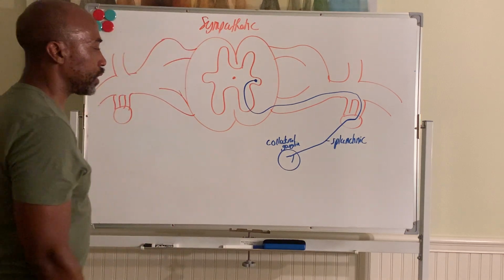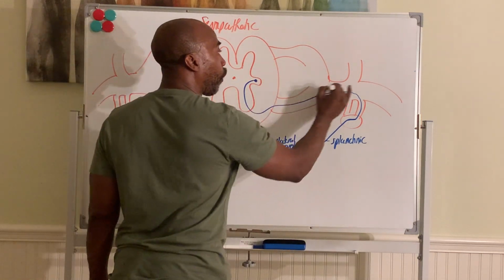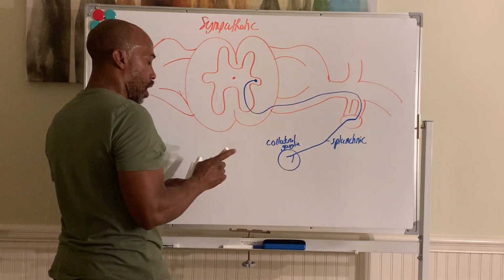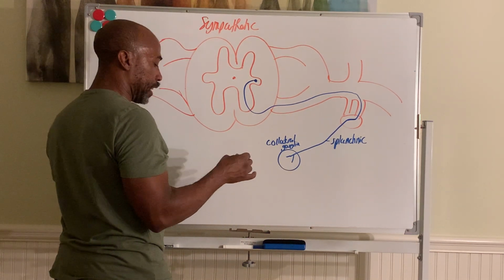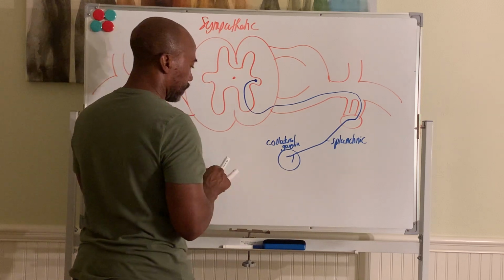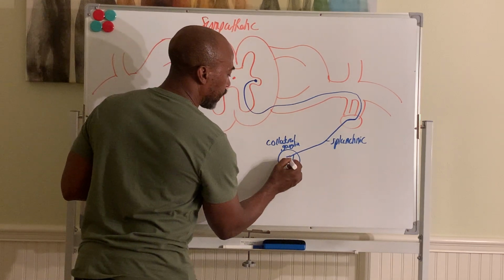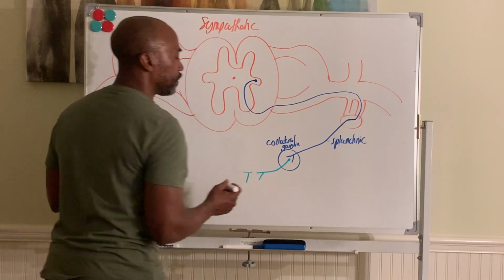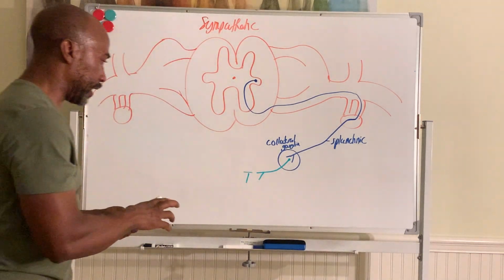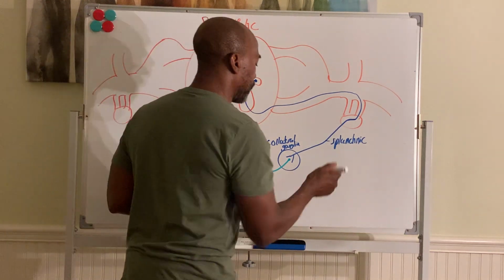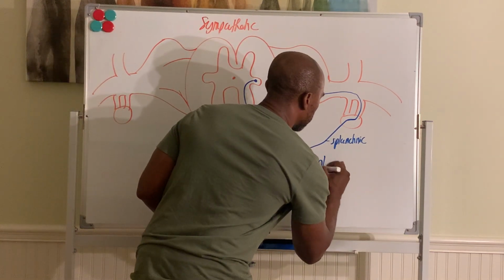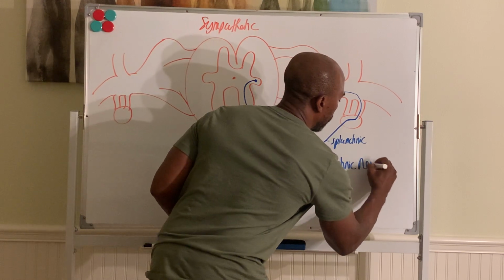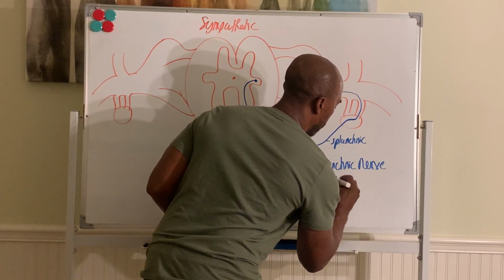So this splanchnic nerve will then carry the pre-ganglionic neuron all the way to another ganglia where it stops, called the collateral ganglia, and then the post neuron will go from there to the target. So that's called your splanchnic nerve pathway.